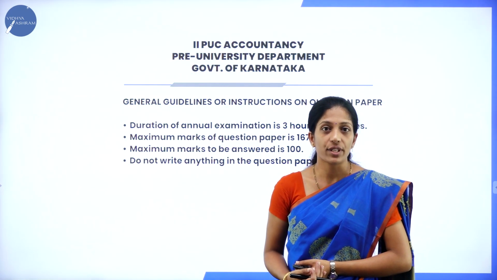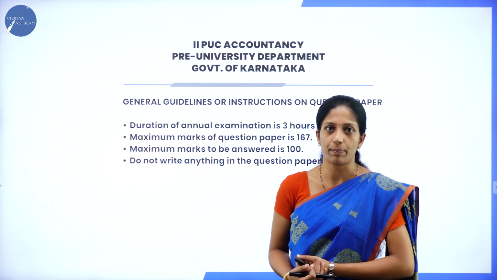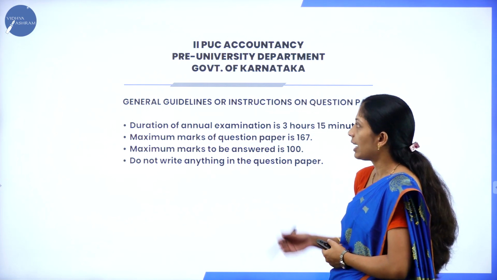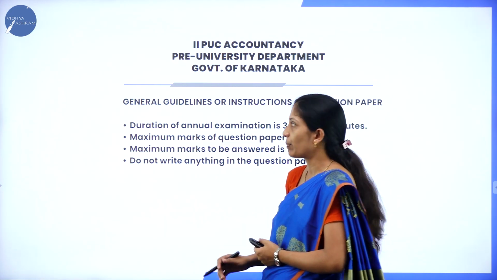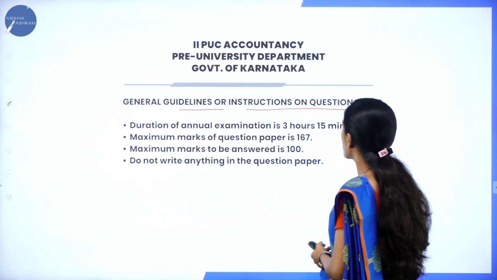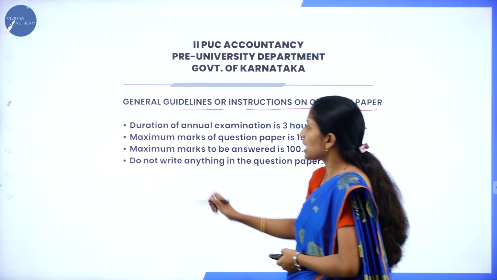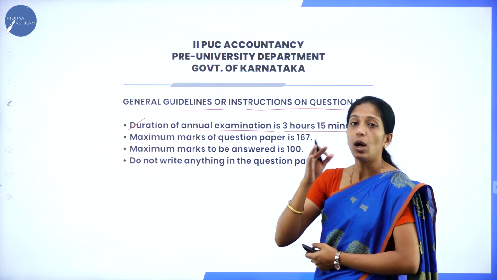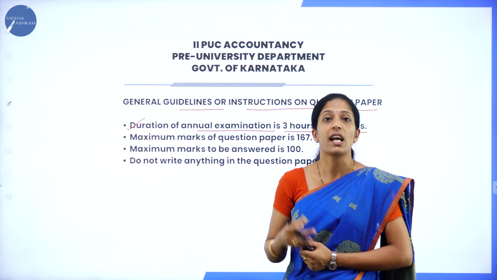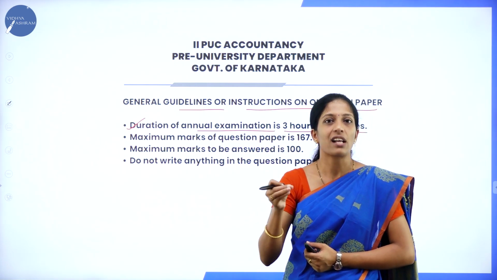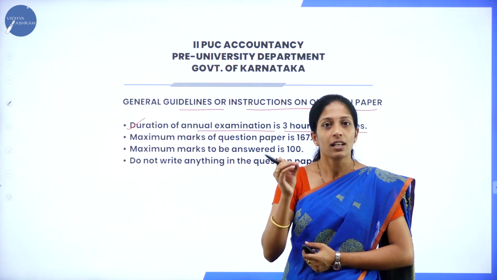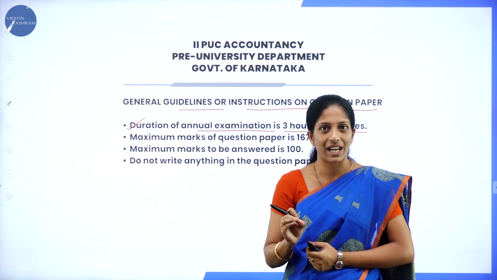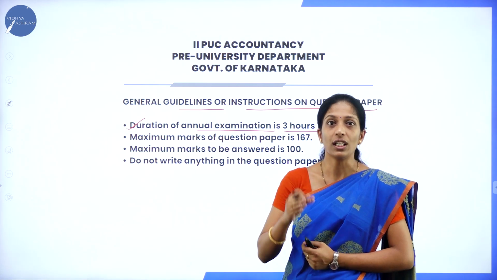Now let us see what are the general guidelines given by the pre-university department, that is 2nd PUC Accountancy, Pre-University Department, Government of Karnataka. They have given you the general guidelines or instructions on the question paper. The first one is that the duration of the annual examination is 3 hours 15 minutes. So your whole annual examination will be for 3 hours 15 minutes. So 3 hours you are going to answer the questions and 15 minutes will be given in the beginning to go through the questions. So you have to go through the questions carefully for 15 minutes. Then you will start answering the questions for 3 hours.